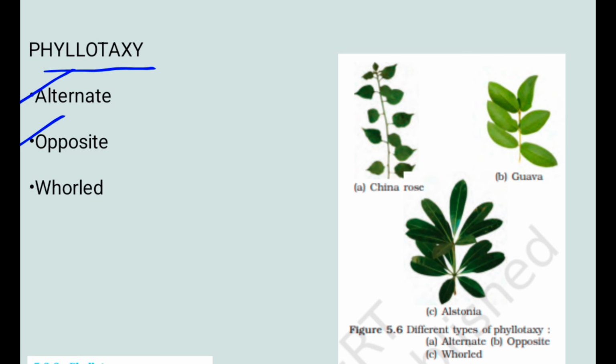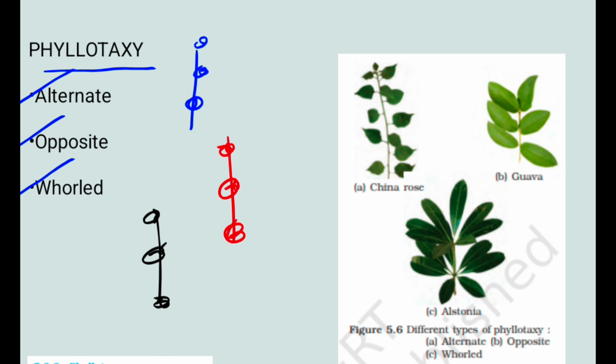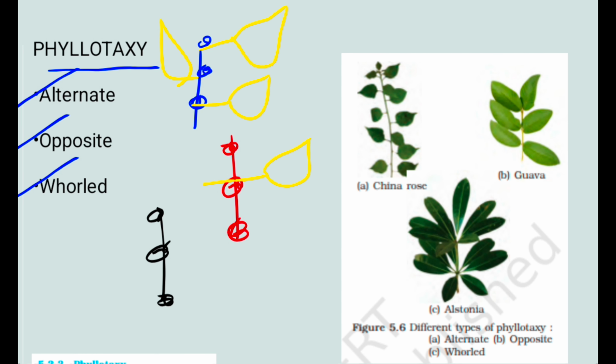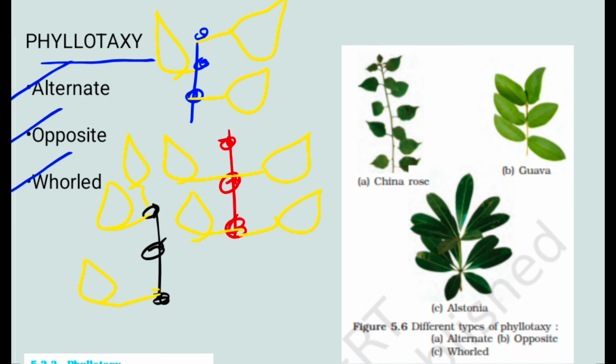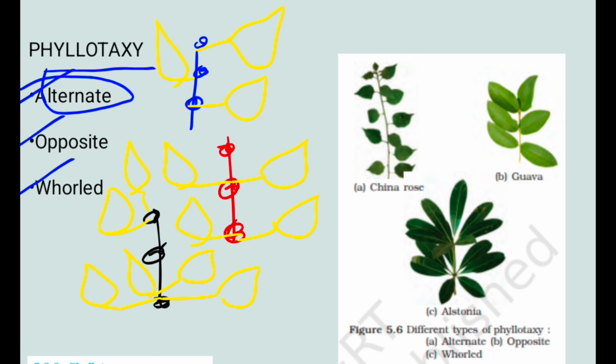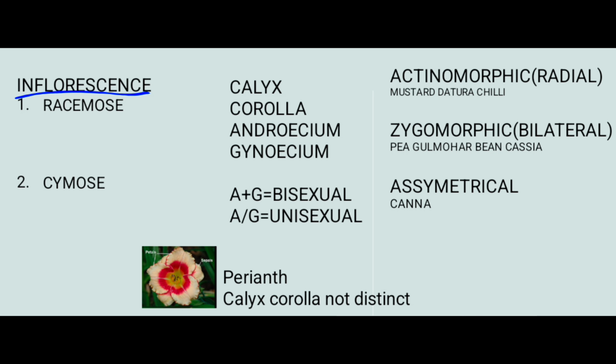It is alternate, opposite, or whorled. In alternate phyllotaxy, one single leaf arises at each node. In opposite phyllotaxy, a pair of leaves arises at each node. In whorled, more than two leaves arise at each node and form a whorl. Alternate phyllotaxy is found in China rose, mustard, and sunflower. Opposite phyllotaxy is seen in Calotropis and guava. Whorled phyllotaxy is found in Alstonia.